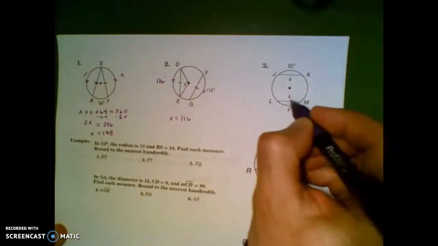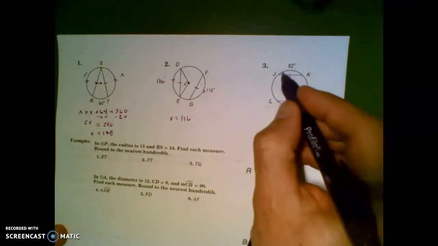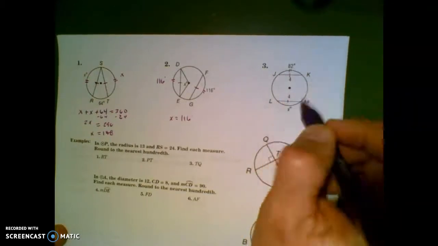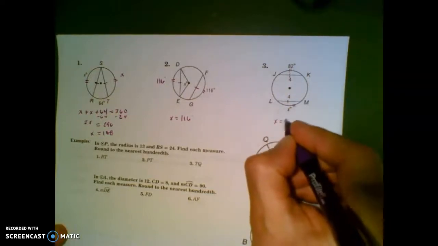Over here, I notice that both of these chords are 4 units long, which means they are congruent. That means the arcs that they make are congruent. So that means this arc has to be the same as this arc. So if this one's 82, that means this one's 82.